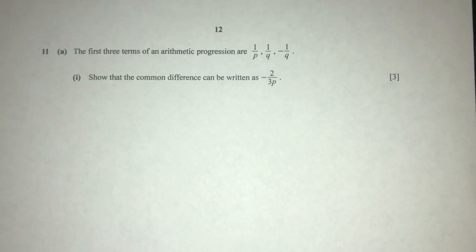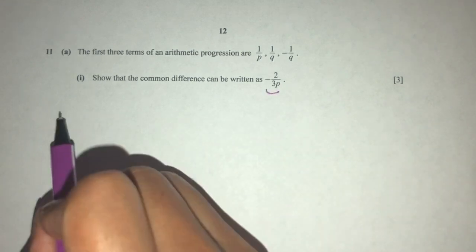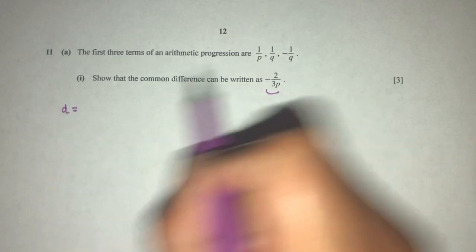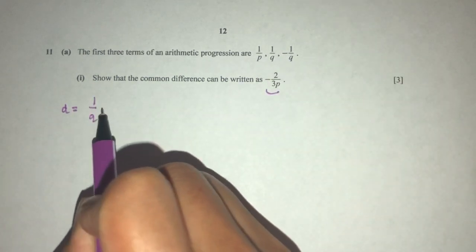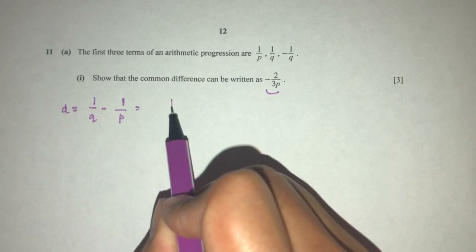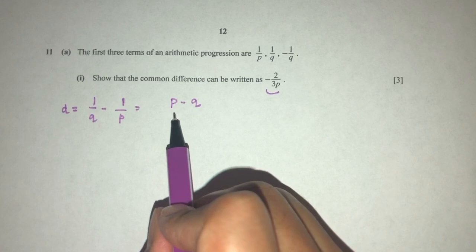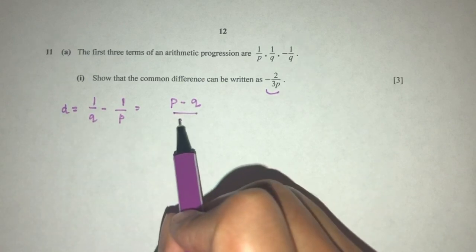Now let's move on to question number 11. The first three terms of an AP are given to you by this. Fair enough. We have to show the common difference can be written as this. So we do understand that the difference will be the second term minus the first term. That will be, cross multiplying, P minus Q over the value of QP.